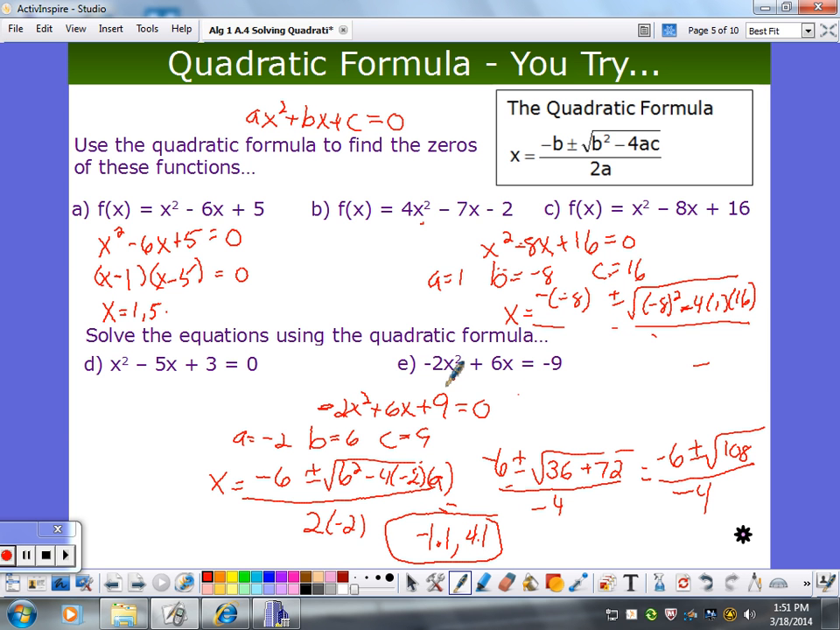You plug this in, you get approximately negative 9. You plug 4.1 in, you get approximately negative 9. Why approximately? Because of the decimals. You may not get it exactly, but it should be close.